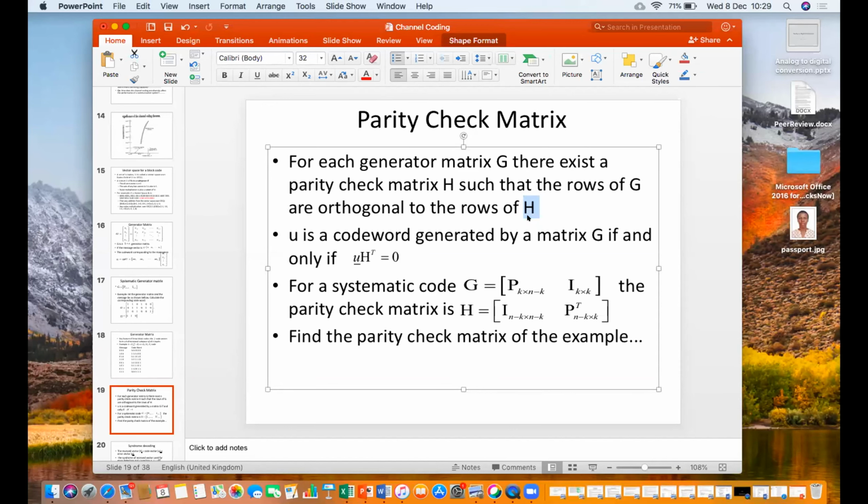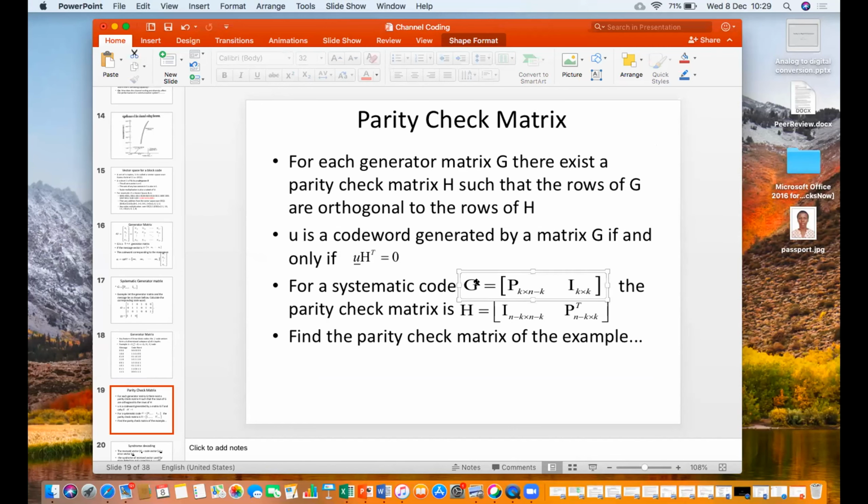And if this is true, it means that if you take the output of your encoder, in other words, what you have received at your receiver, and multiply it by the parity check matrix, then you should receive zero. Why is it zero? Because the generator matrix is orthogonal to the parity check matrix. That's why you should get zero. So if the generator matrix is a systematic generator matrix, it also means that the parity check matrix is going to be a systematic parity check matrix.